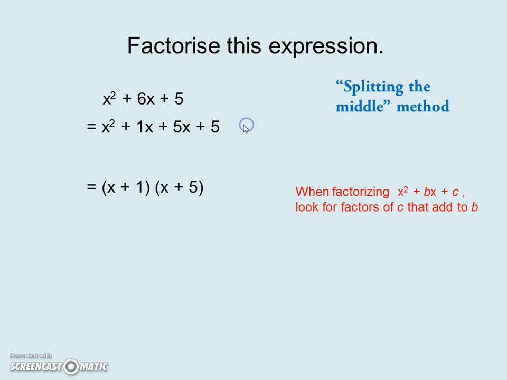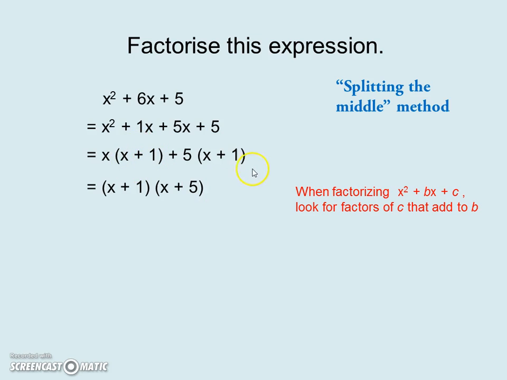Okay, so what we do here is we split the 6 into a 1 plus 5. Okay, now we've got 2 terms here and 2 terms here. From the first 2 terms, you can see they've got a common factor of x, and the second 2 terms have a common factor of 5. So we take out those common factors, and look at that.